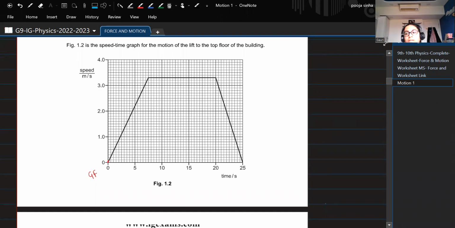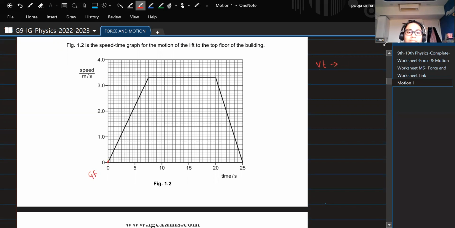It's an important point to notice. What type of graph? It's a speed time graph. I will write it as a VT graph. VT means velocity time graph or speed time. Okay. So it's a velocity time graph or speed time graph.